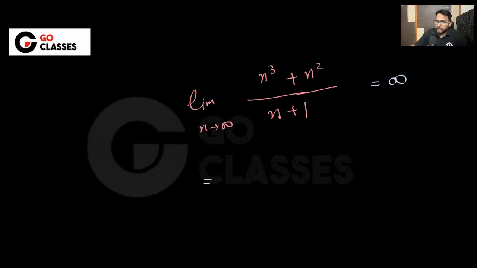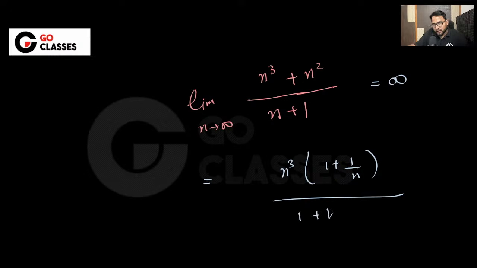You can take the highest power common here, and the highest power common here. Once you take the highest power common from both sides, you just cancel out. It will be n square. Now you put n tends to infinity. It will not be a finite number, it will be infinity.